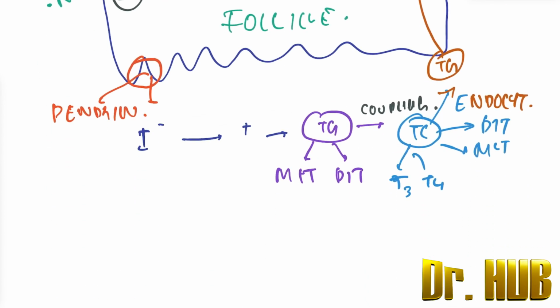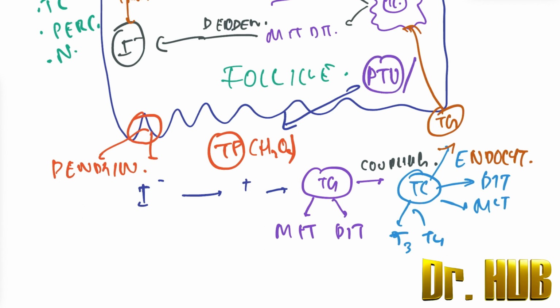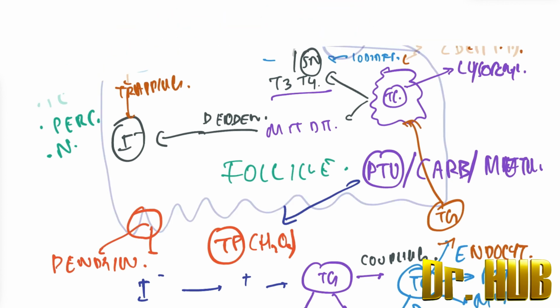Now let's look at the use of thyroperoxidase. There is something known as the TPO, that is thyroperoxidase, with H2O2. So what is inhibiting this thyroperoxidase? The answer here is the propylthiouracil, as well as carbimazole and the methimazole. Now this was all about the pictorial representation. Now let's look into the theory.